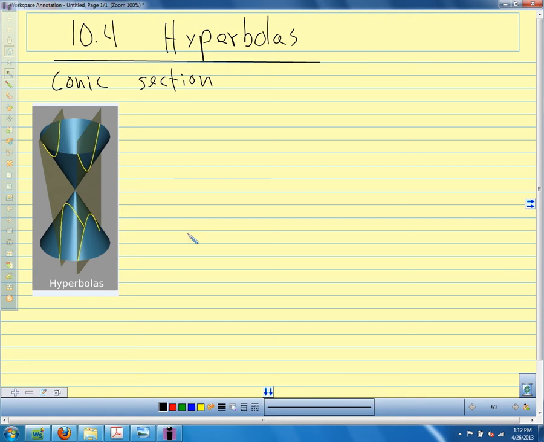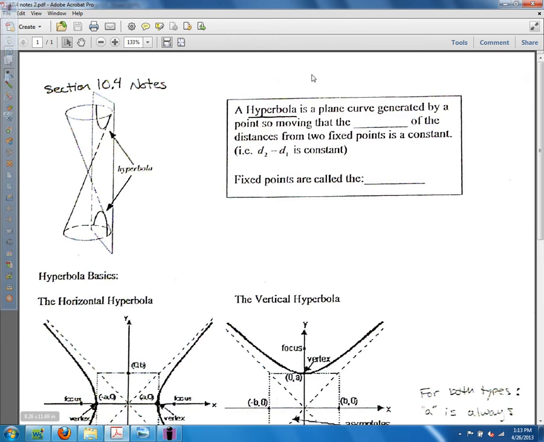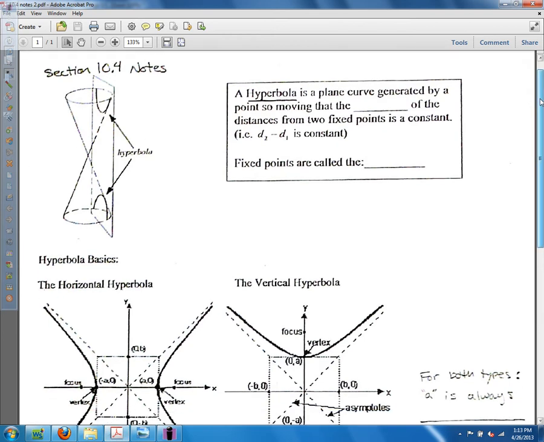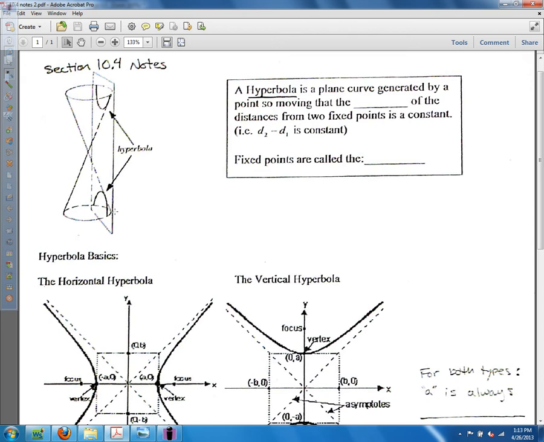Now up in the upper right hand side it says a hyperbola is a plane curve generated by a point so moving that, what you should put in the blank there is the difference. So let me grab that sheet so I have that. So you have your picture of your hyperbola there, and we'll grab that.